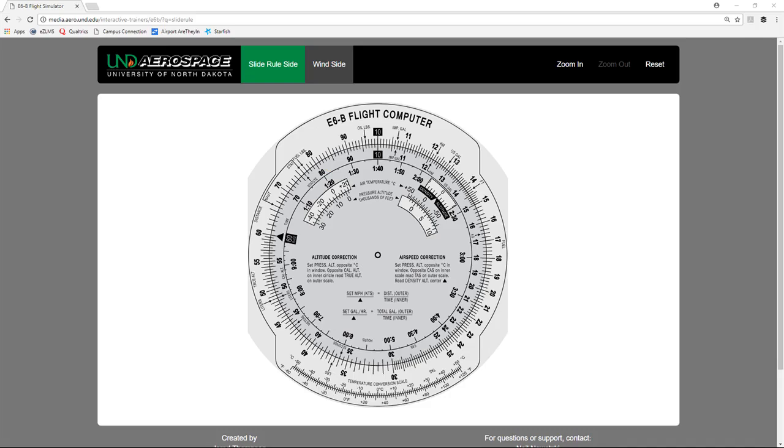So if we use our problem that we just came up with of 10 divided by 2, 10 would be the numerator. So we would find 10 on the outer scale, and 2 would be the denominator, so we'd find that on the B scale. So our number 10 on the A scale, on the outer scale, is right here, and 2 on the B scale is hard to find. Well, we do have a number 20.